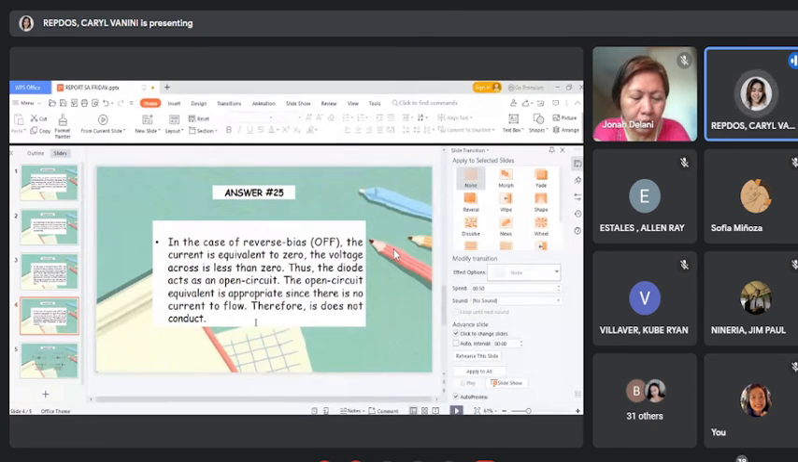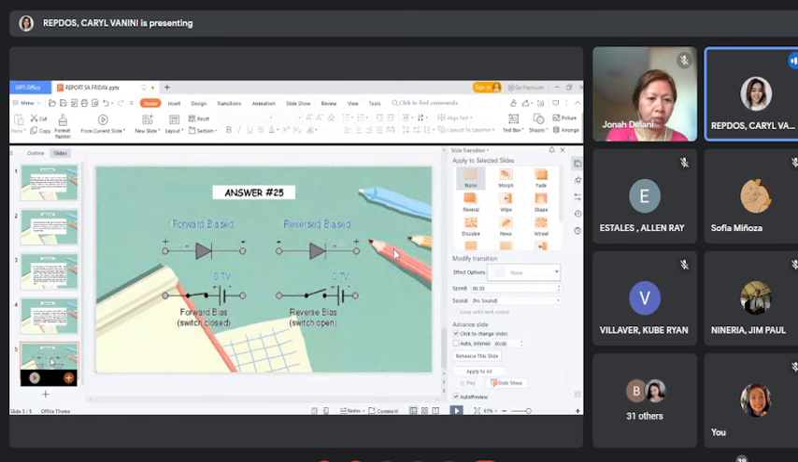So, in the case of reverse bias, or when the device is off, the current is equivalent to zero while the voltage across the diode is less than zero. Thus, the diode acts as an open circuit. The open circuit equivalent is appropriate since there is no current to flow, therefore it does not conduct.